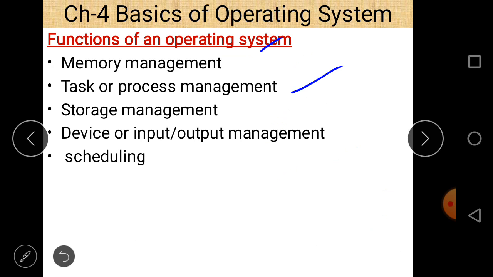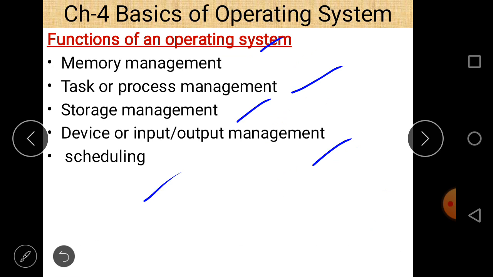It manages which process is to be executed or not, and basically it provides scheduling of the processes. Then storage management: different types of data which we want to store in the computer system can be stored using an operating system. It decides which part of the memory it will store in, and there is a certain process to store data in our computer system, which is also decided by the operating system. And device input output management, all devices and different input output management is also done by an operating system.